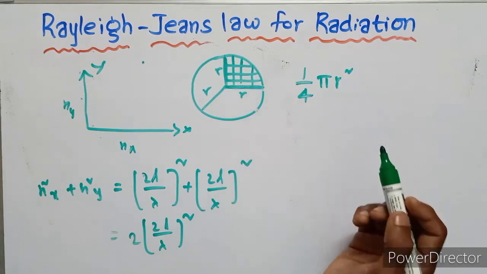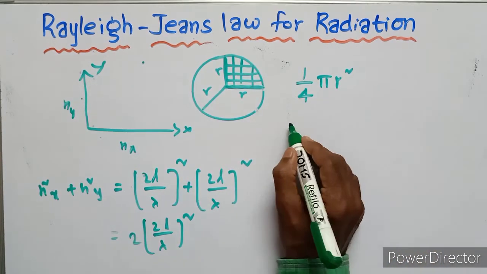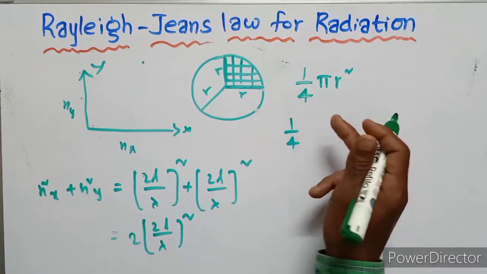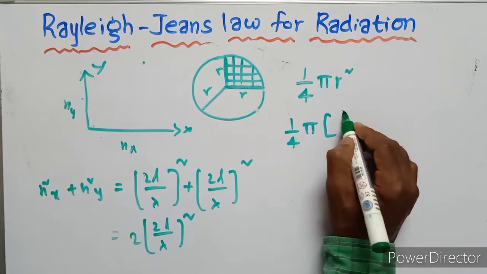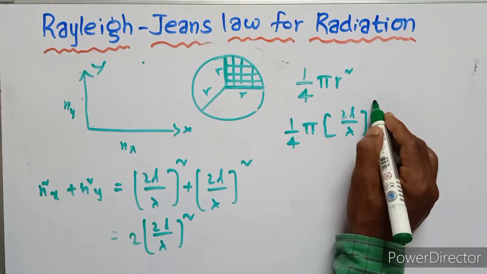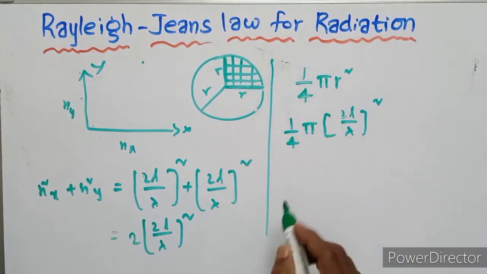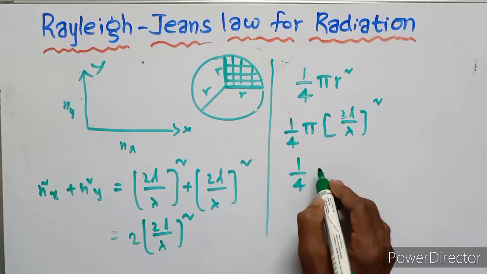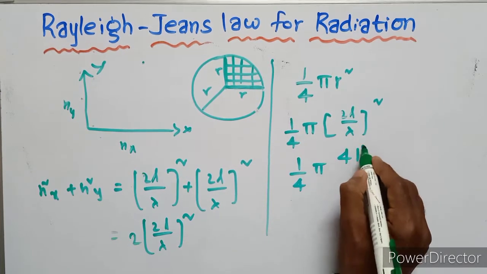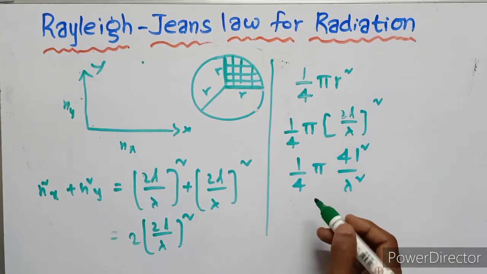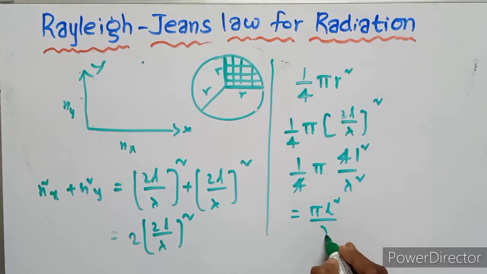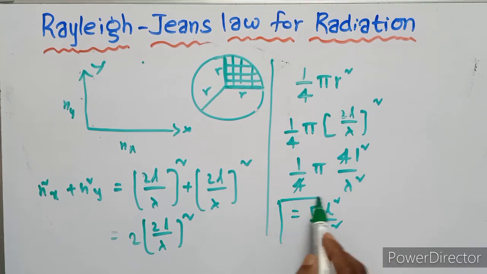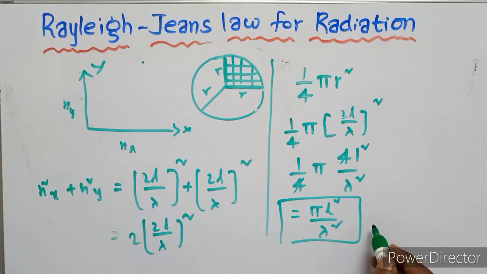So 1/4 times π, where r is (2l/λ). The area of the quadrant equals 1/4 π 4l²/λ². Here the 4 cancels, and the remaining is π l²/λ². This is the quadrant area.